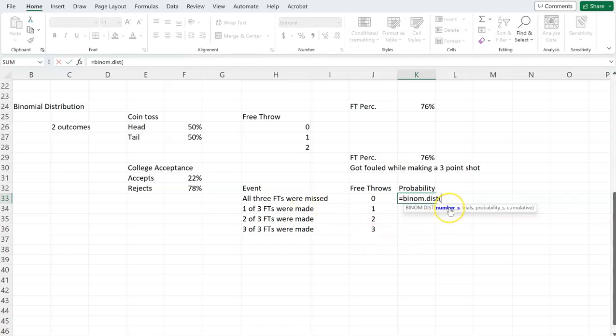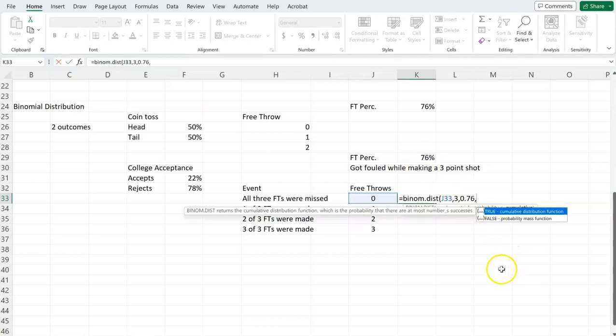If I click on it, it should tell me what it is. So this is the number of successes. In this case, I'm saying there are 0 free throws made. Next is trials. How many times did I try? I tried 3 times. The probability of success is 0.76. So let us just write 0.76.